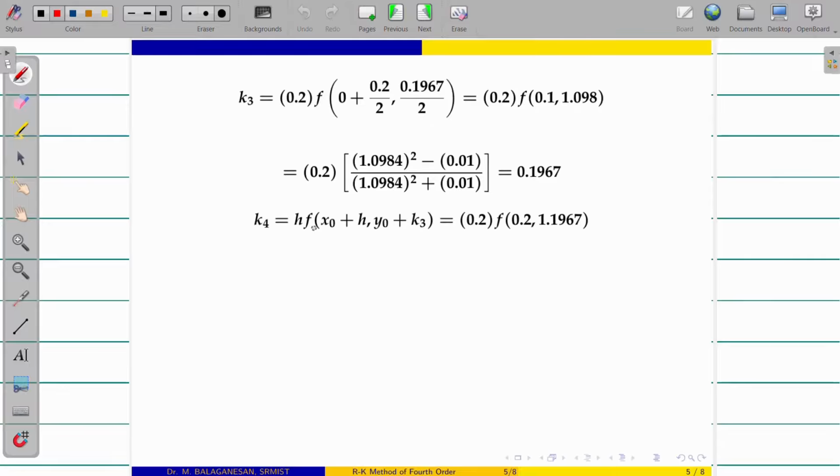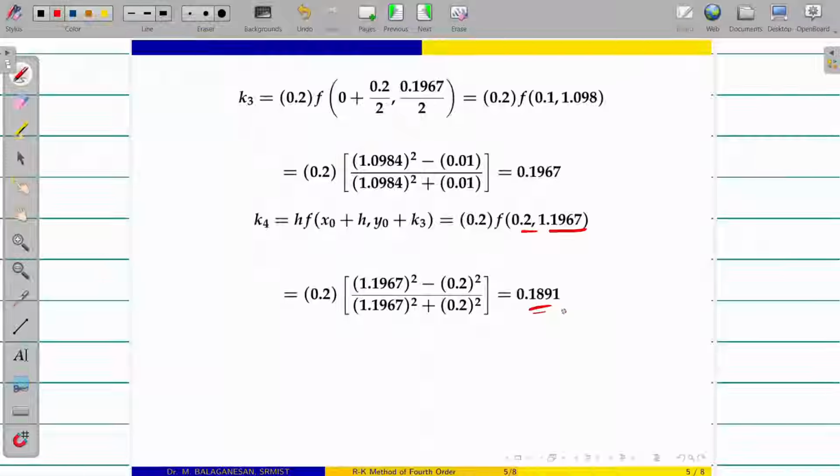Similarly, what is the K4 formula? h into f of x naught plus h, y naught plus K3. So 0.2 into f of, we'll get this. In that formula, replace x by 0.2, y by 1.1967. So you can get 0.1891. So the K1, K2, K3, K4 values are over.